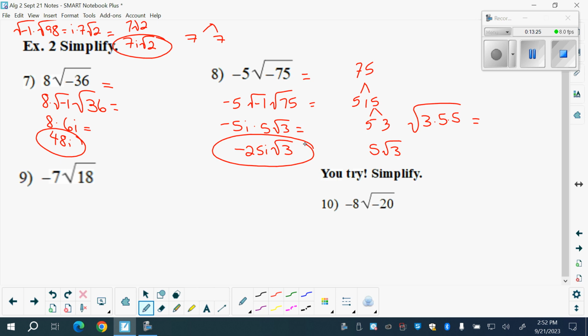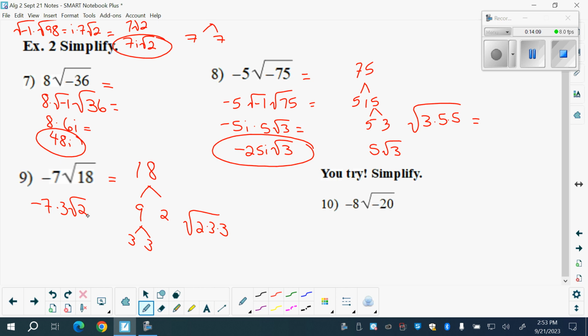Okay, last one. Pay attention, please. So we're going to start by doing what? So 18, 9 times 2. And if you do perfect squares, fantastic. I just show it this way because more students get it this way. So we have a negative 7 times 3 square root 2, right? Why is there no i in this one? Because the negative's not inside the square root.